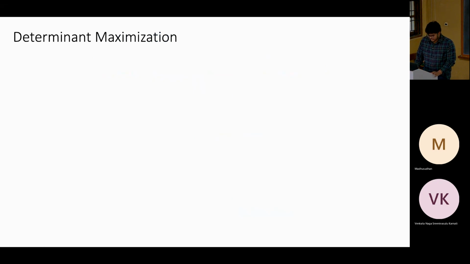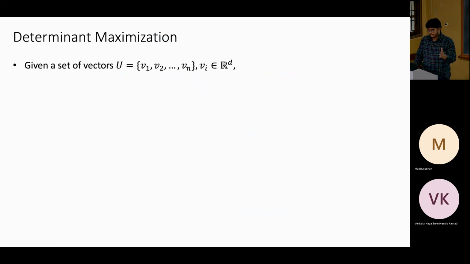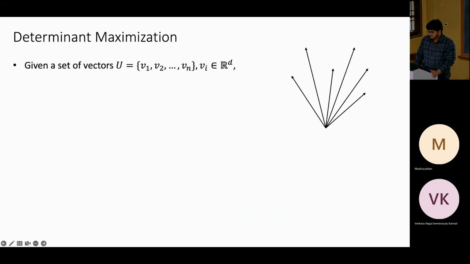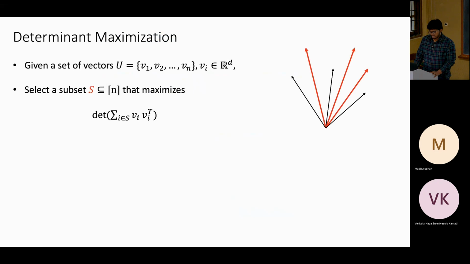So let's get straight to the problem. What's determinant maximization? Let's say you're given a bunch of vectors v1 up to vn, all of them d-dimensional. So say they look like this. You need to select a subset of them so that you maximize the determinant of the sum of outer products. It looks very artificial at first, but once we look at applications, it will be clear why it's important. And as of now, there's no problem at all because this is monotone, right? I can just select all of them.